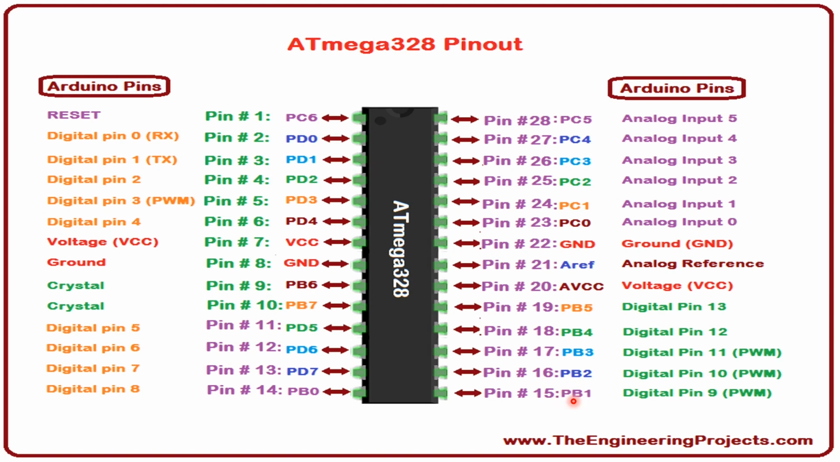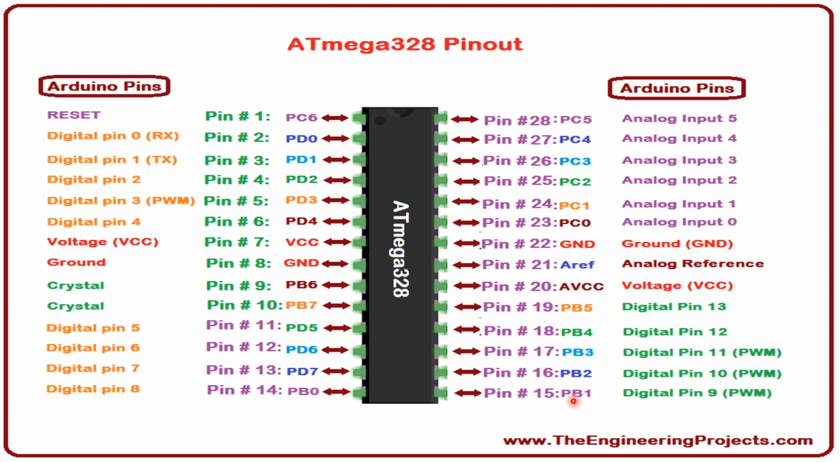For port B and port D, we have 8 pins, and for port C, we have 7 pins. So what is a port? Let's get to know that first. A port is basically a collection of connections to the peripherals. Again, I'll repeat that: a port is basically a collection of connections to the peripherals.